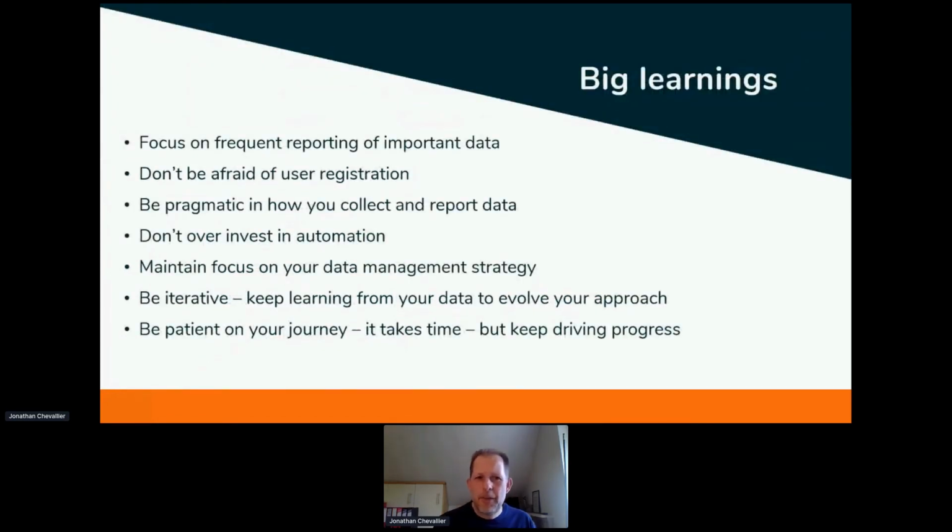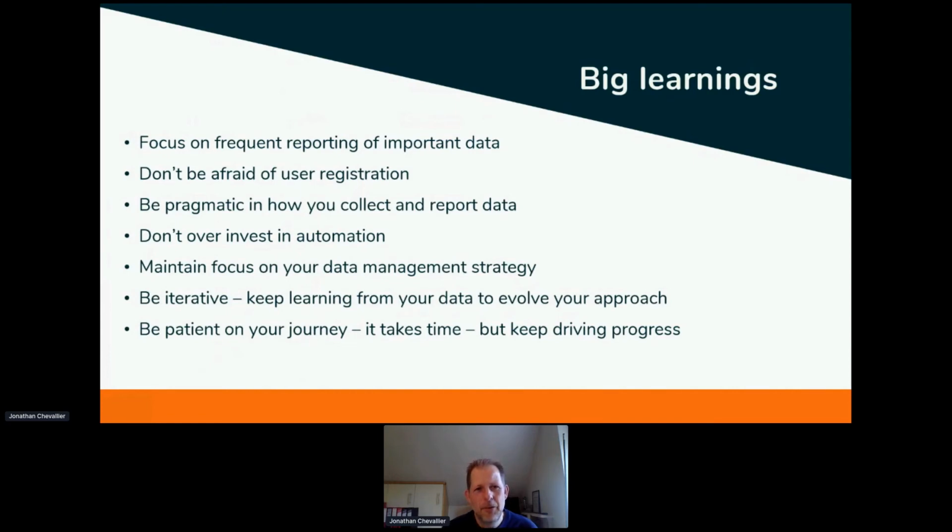So I said I'd share something about the learnings, and these are, I think, the key points for me. First of all, frequent reporting of important data. This concept that we drive through our OKRs, we put them on a board, be it physical or virtual, and we all talk about them every week. That just brings the frequency and the visibility up for everybody.